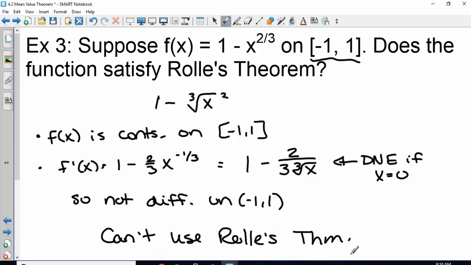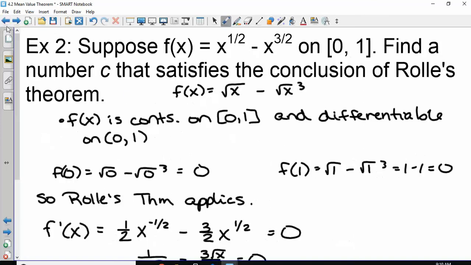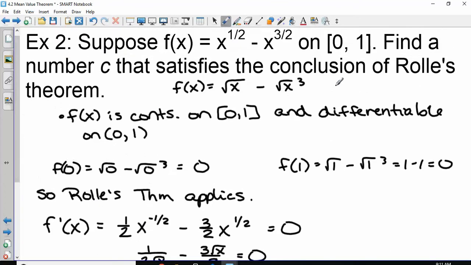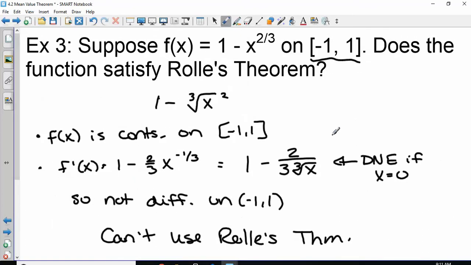If you're ever not sure if something is differentiable, an easy way is to do the derivative and see if it's ever undefined. You know, in the previous example, when I did my derivative, I maybe should have done that before I told you it was differentiable. What's the only number we couldn't plug in here? 0. But that was okay because 0 was the endpoint, and it doesn't have to be differentiable at the endpoints, just the interval between them. Here, because 0 was in my interval, it wouldn't work.